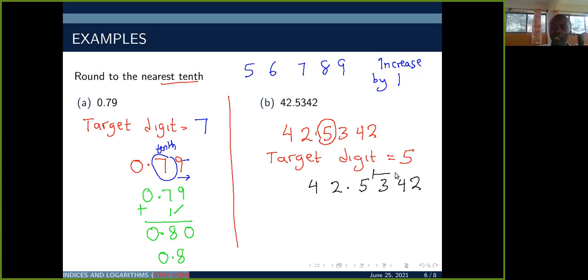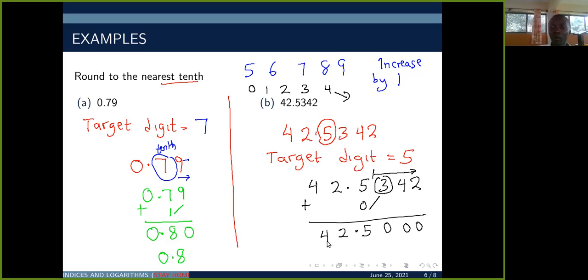I ask myself the digits that are to the right of it. The next digit is 3. So now I know that numbers 0, 1, 2, 3, and 4, I don't increase and I round downwards. So I'll come here and I add a 0. I have here 5. The rest of these ones become 0, 0, 0. In case you want, you can ignore the zeros that are coming after the decimal point and say 42.5. So now here we have rounded to the nearest 10.